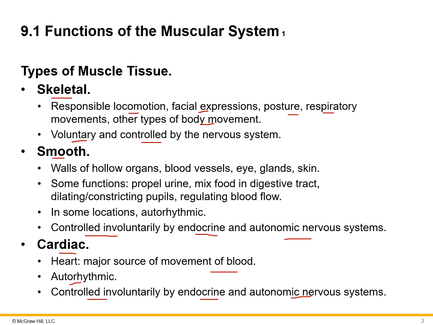And that leaves us with the smooth muscle. So this is going to line the walls of our organs. So again, hollow organs, especially like our GI system, but also the blood vessels, our eyes, skins, and glands. Some of the functions would propel urine. So through the urinary tract, again, in the digestive, it's going to help mix the food and move food through the system, as well as dilating and constricting pupils and regulating that blood flow. In some locations, it is autorhythmic.